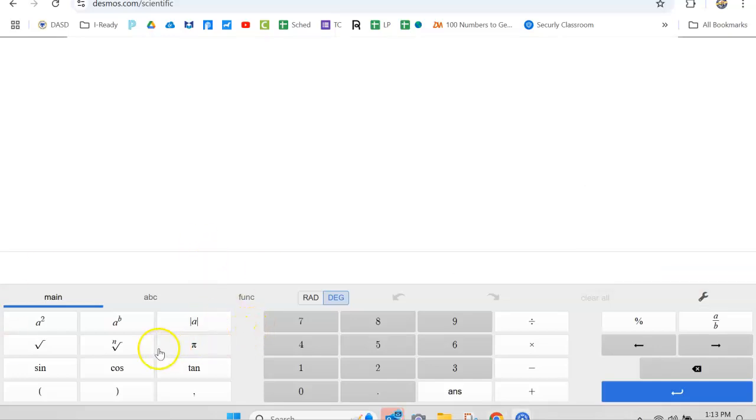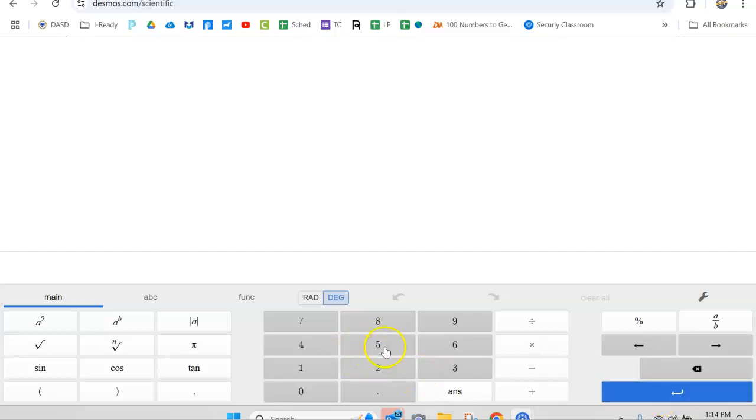Layout is pretty basic. On the left side, you have some special function keys. In the middle, we have all of our digits and our operators. And on the right side, we have two more function keys. We have a left and a right arrow. We have a backspace arrow, and we have an enter arrow.